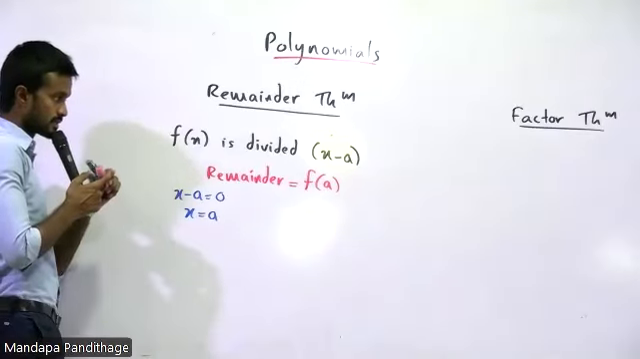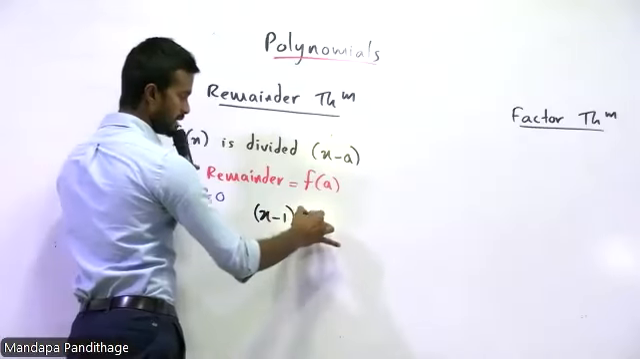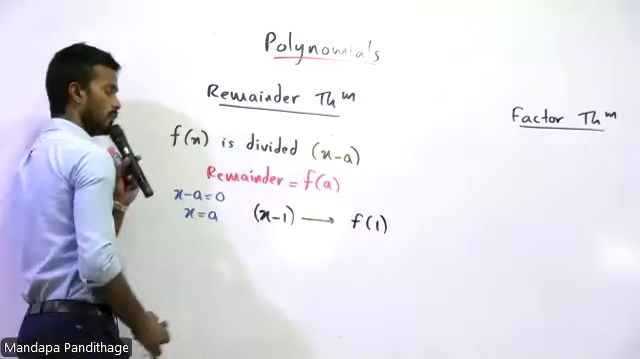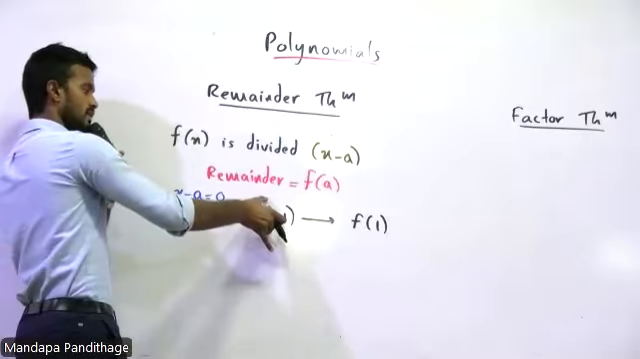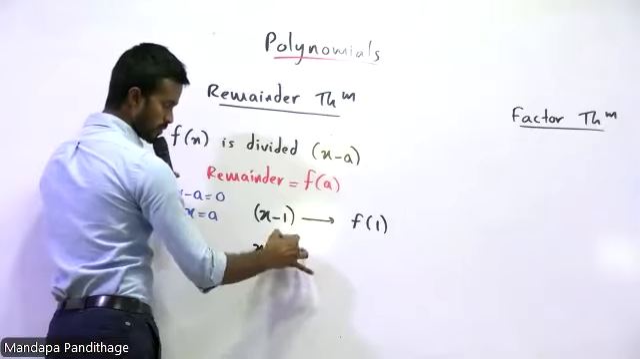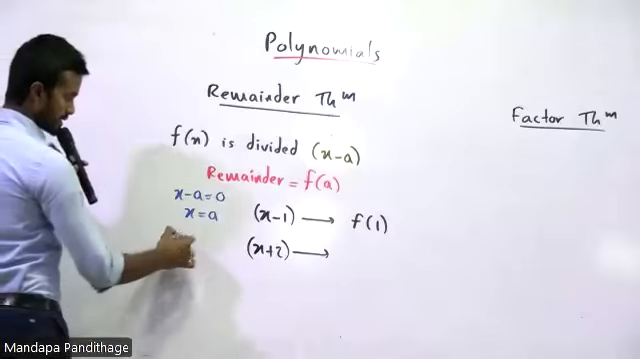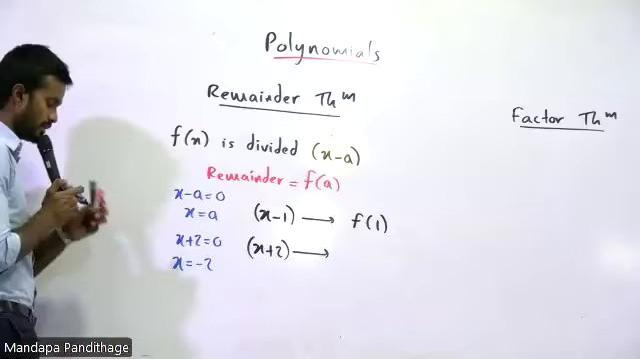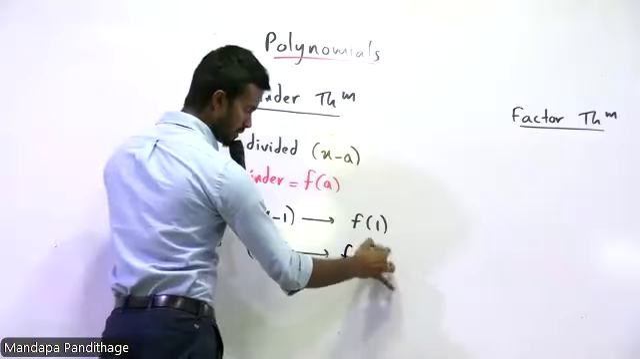In this scenario, if you divide the polynomial by x minus 1, the remainder will be f(1), because 1 is the value of x such that this divisor becomes 0. So x minus 1 is equal to 0 when x equals 1. If you divide this by x plus 2, x plus 2 is equal to 0 when x is equal to minus 2. So the remainder that we get is f(-2).